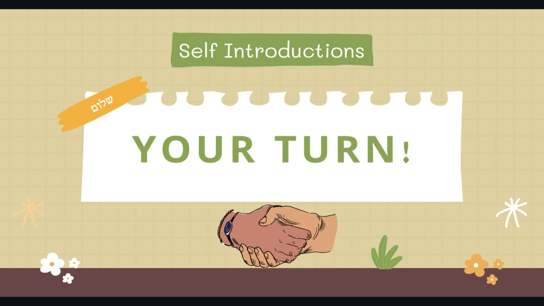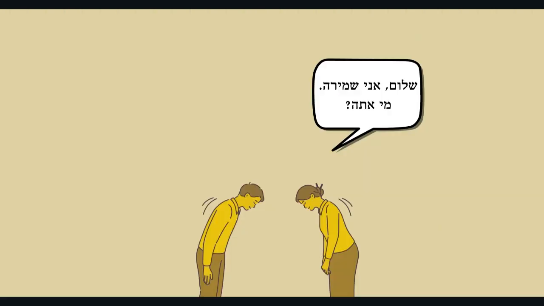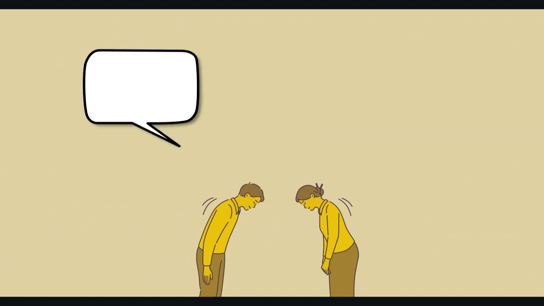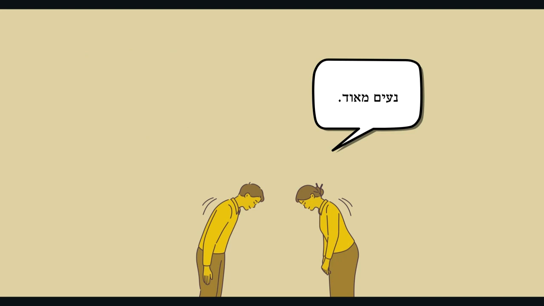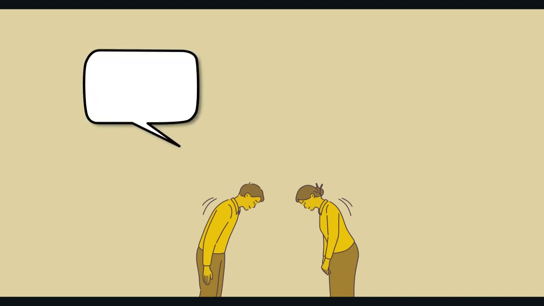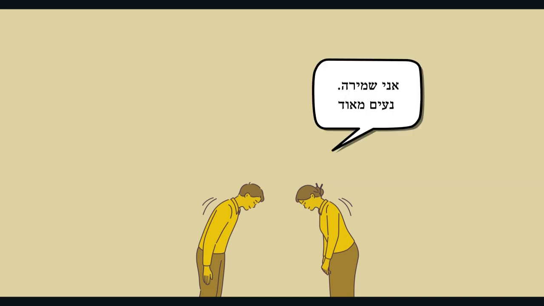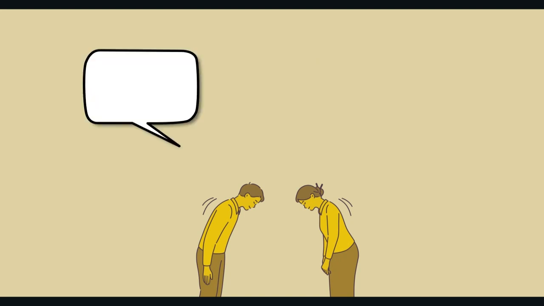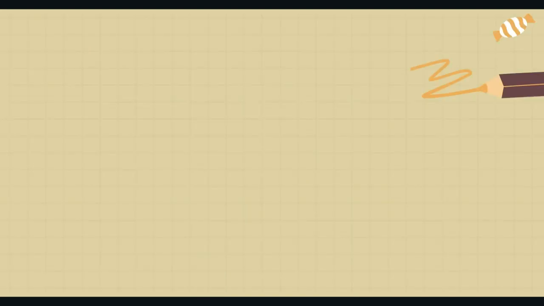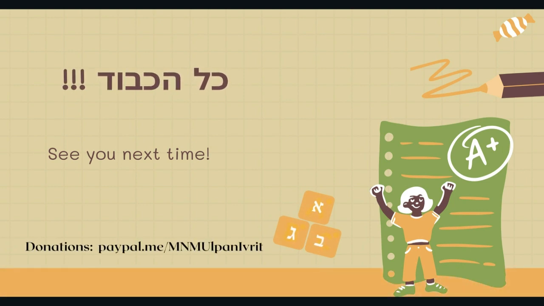Now it's your turn. You are going to introduce yourself to me. But first, I'll start. Shalom, ani Shmira. Mi ata? Naim meod. Now you're going to introduce yourself to me. Ani Shmira. Naim meod. Kol hakavod. You had your very first conversation.